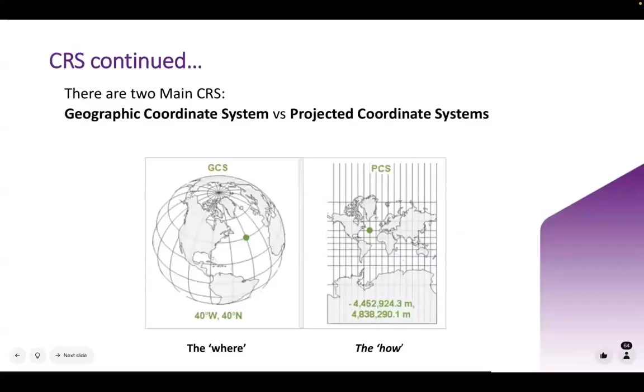There are two main types of coordinate reference systems. These are known as your geographic and your projected coordinate systems. The geographic is defined as the where. It defines the locations on the surface of the Earth using longitude and latitude. And then the projected coordinate system, which is the image on the right, is the how. It takes the geographic coordinate systems and projects them onto a flat surface, converting these kind of angular units into a linear one like meters or kilometers.